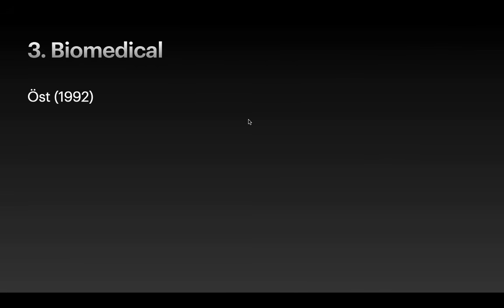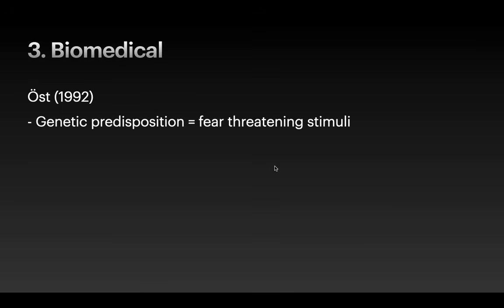Okay, this is by Ost in 1992. Ost believed that there was a genetic predisposition to a fear of threatening stimuli. Now, this makes sense, right? If evolution happens the way that it happens, right? It selects certain things in an organism to make sure that organism survives. And if you're afraid of something that's threatening, you're more likely to survive and escape and stuff like that, right? So it makes sense that there's some kind of evolutionary mechanism to protect us against danger, right?